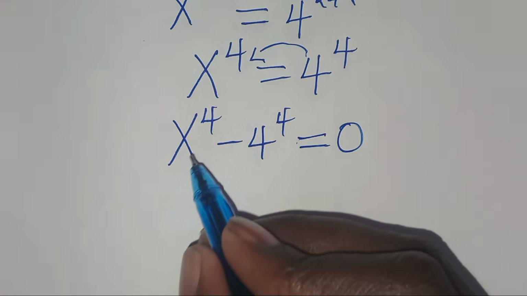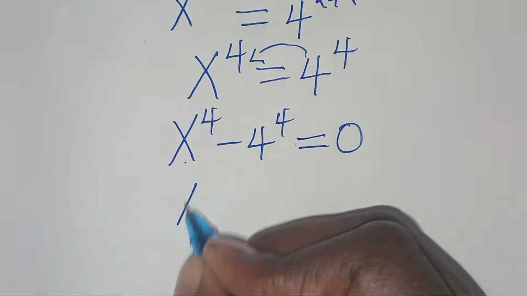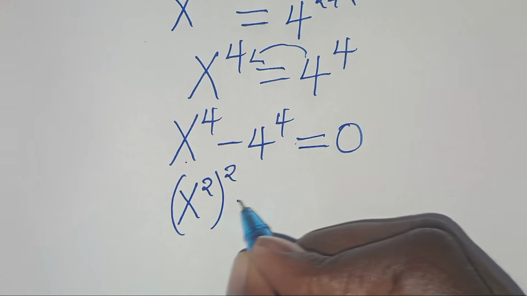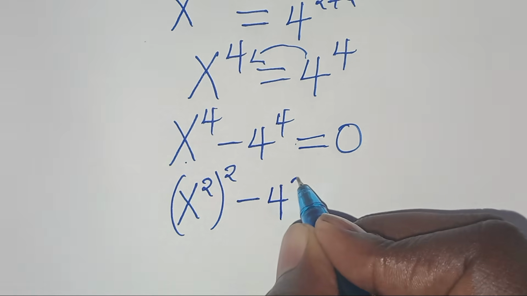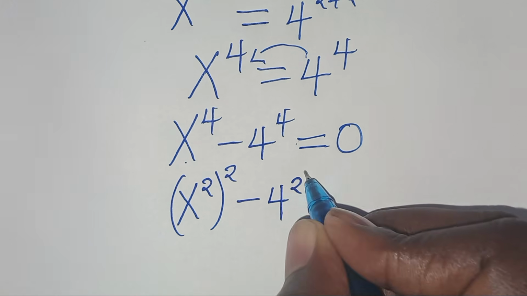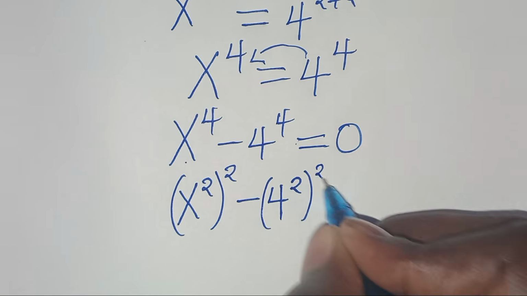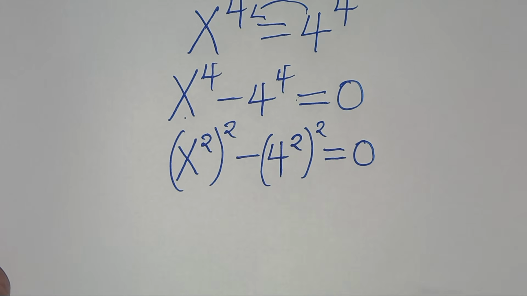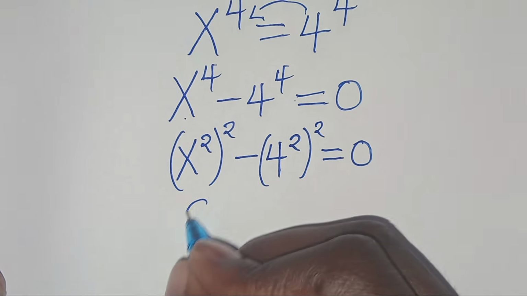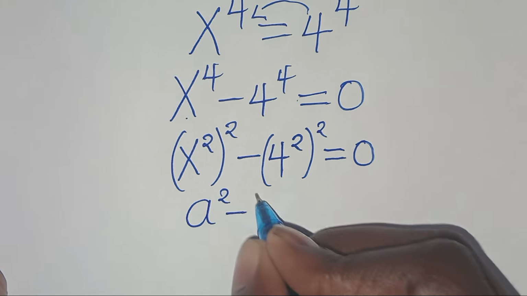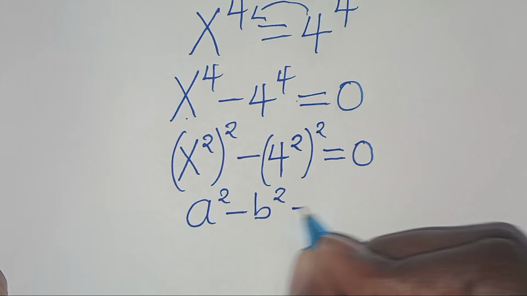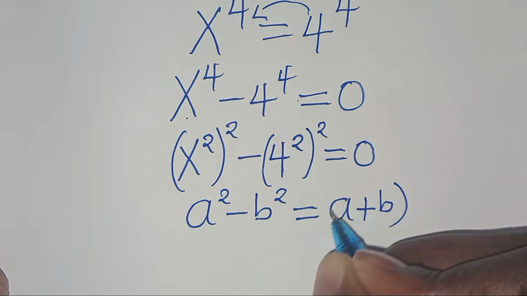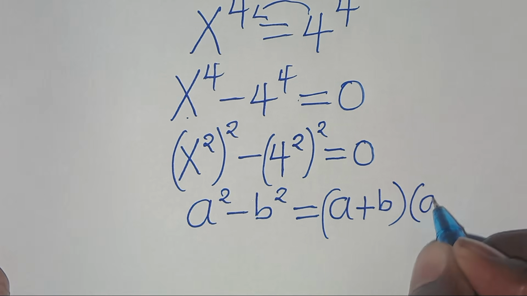The next step is that we can express x to the power of 4 as x to the power of 2 raised to the power of 2, minus 4 to the power of 4, which is 4 to the power of 2 raised to the power of 2. This is equal to 0. Now this equation is of the form a to the power of 2 minus b to the power of 2, which we can express as a plus b multiplied by a subtract b.